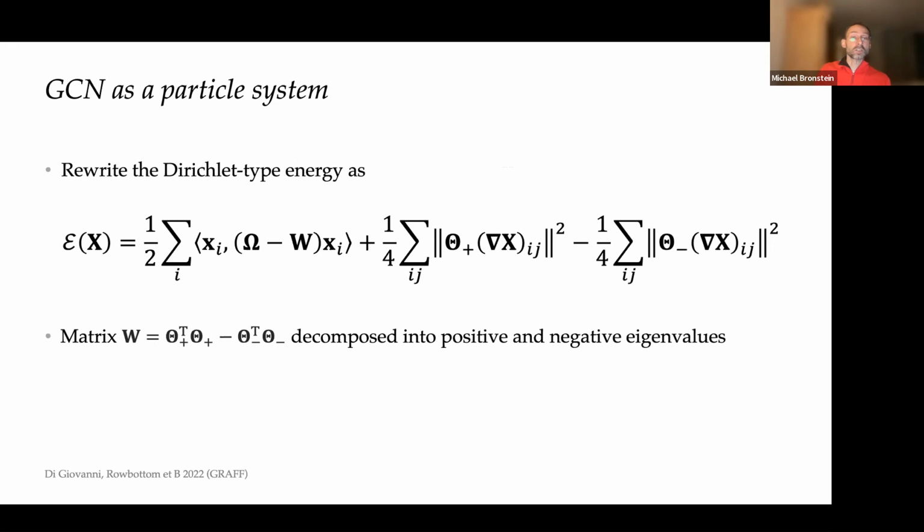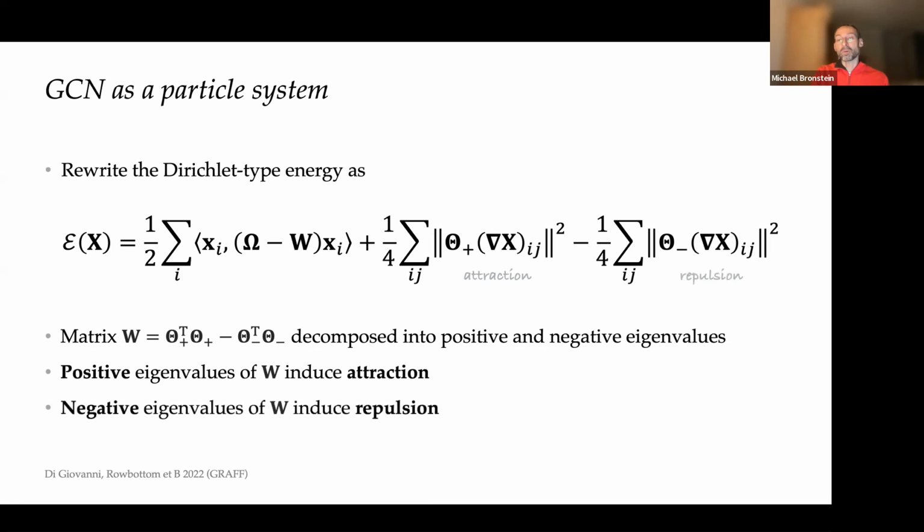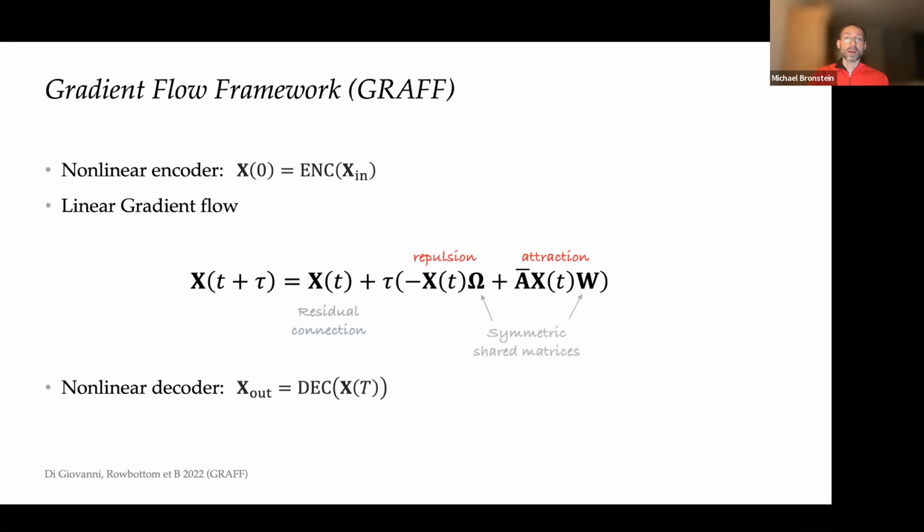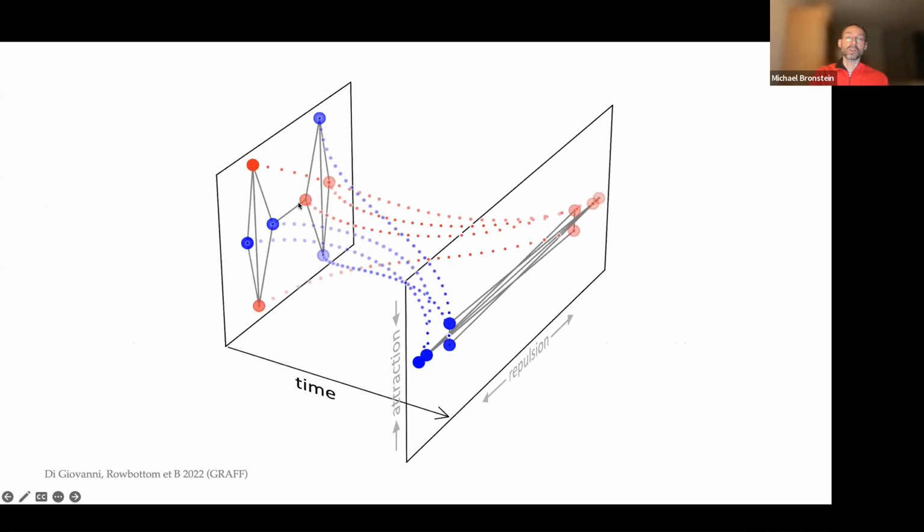Now, what I can also do is to rewrite this energy when I decompose my matrix of weights W into components that have positive and negative eigenvalues. So I denote them by theta plus and theta minus. And if I do this decomposition, I actually have these components: the component with the positive eigenvalues induces attraction, and the component with the negative eigenvalues induces repulsion. So again, if you think of this as a system of particles, then we have these repulsion and attraction components, and you can think of it this way.